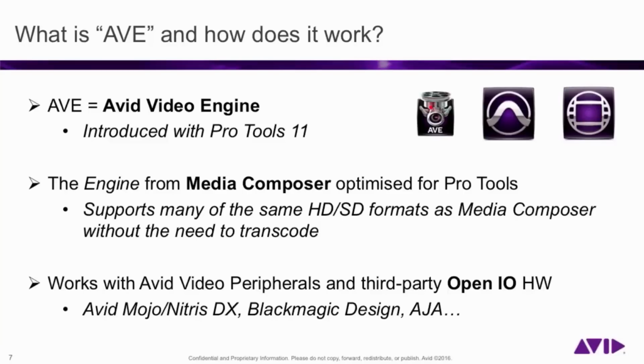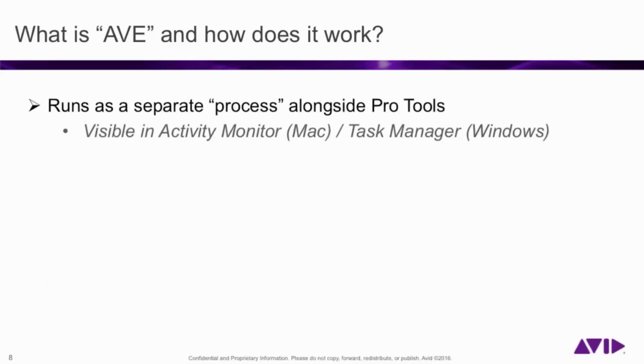And also, going back to the hardware, we have a wider range of support for various PCIe and Thunderbolt devices. Great. I guess that's quite a lot. Maybe let's look at the architecture a little bit. Let's look at how the AVE actually runs.